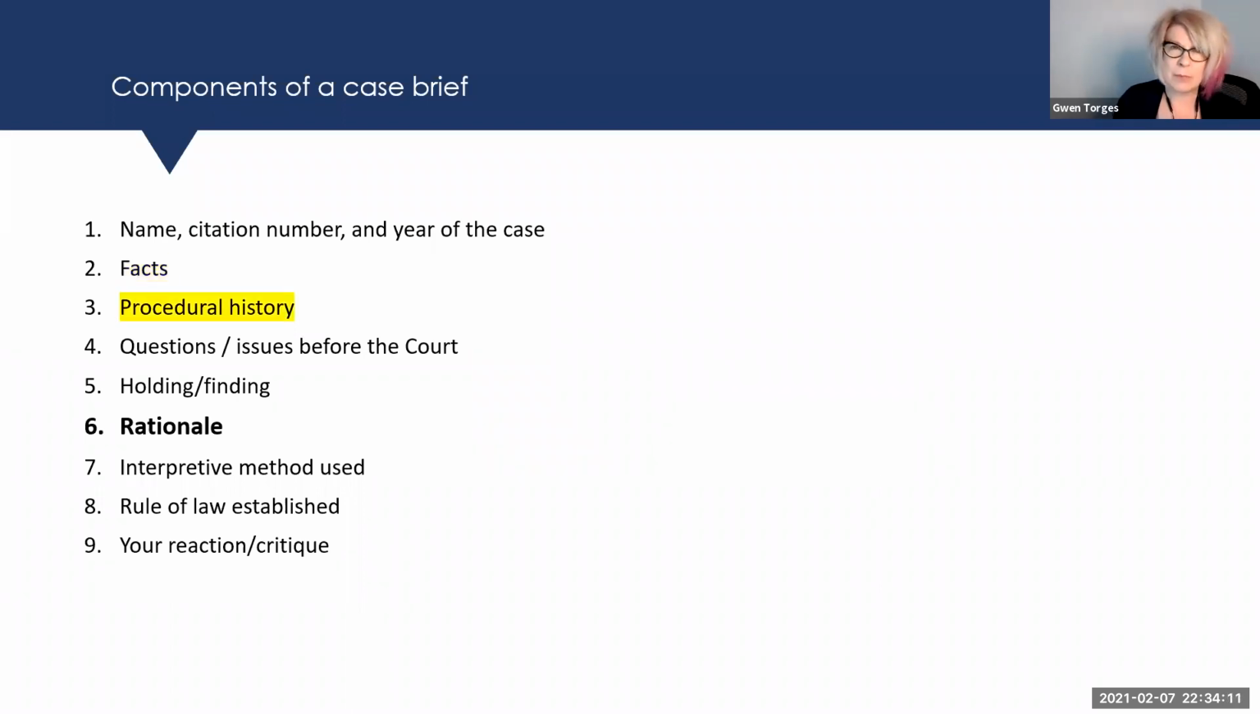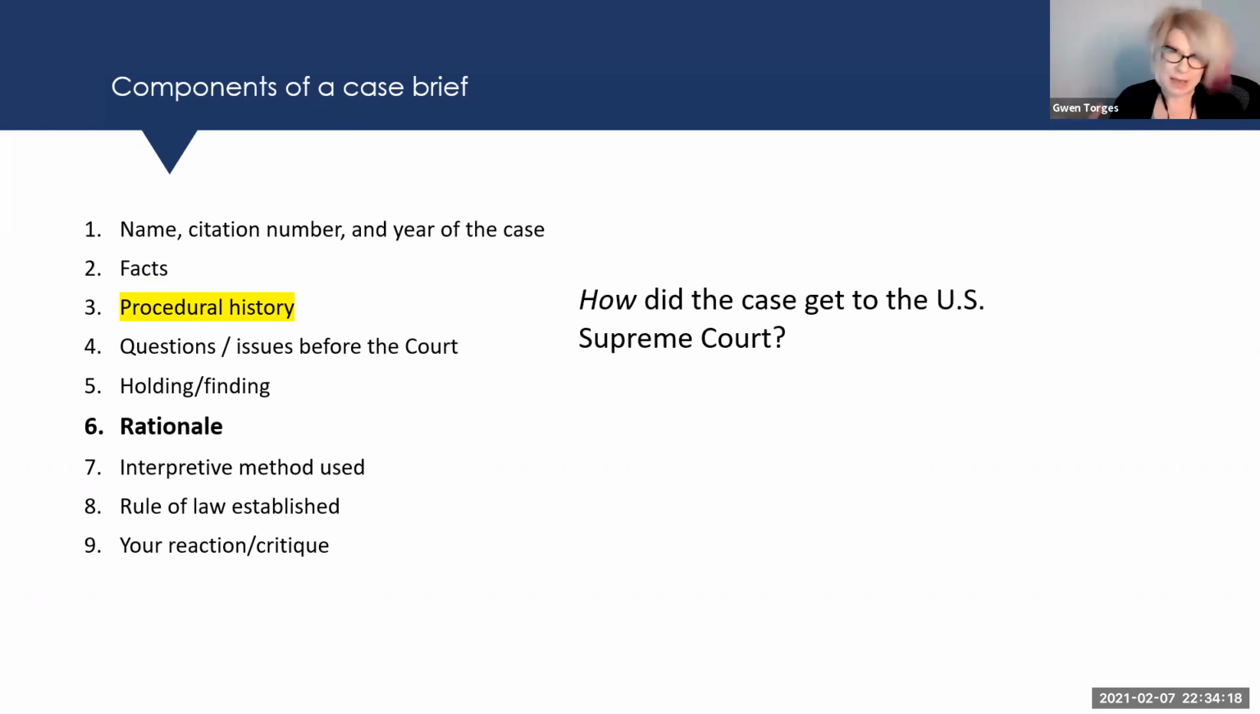And then we go on to the procedural history. This sounds a little more complicated, but it's how did the case get to the Supreme Court? In other words, where has it been? What was the process it went through? And really, we're just talking about who sued who in which court and who won at the lower courts below.